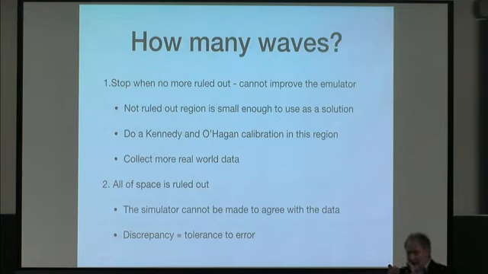And then it might be this region is now small enough we don't care. It's somewhere in that region, that's fine. Or we could do a Kennedy-O'Hagan analysis in this small region. That's a lot easier than trying to do it en masse. And we could go and collect some more real-world data. Now, it could be that all of space is ruled out. This does happen. And that means that the simulator can't be made to agree with the data.